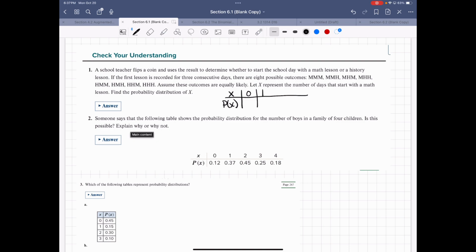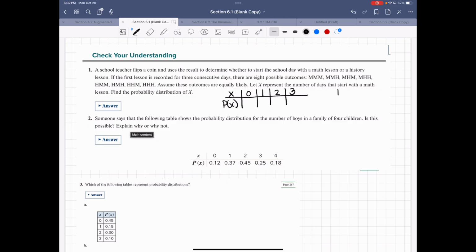Okay, or there might be 1 day that you start with math. Or there could be 2 days that start with math. Or all 3 days could start with math. Okay, that's it. There's only 3 days, guys. So either 0 days, 1 of the days, 2 of the days, or 3 of the days start with math, right? Okay, so how many total?